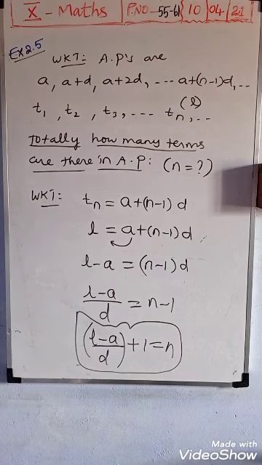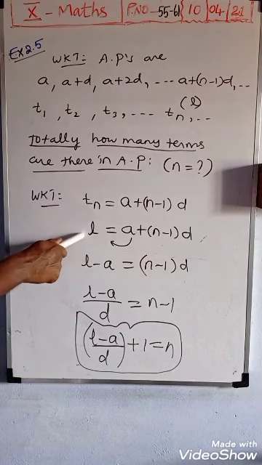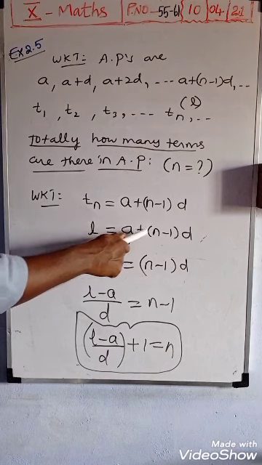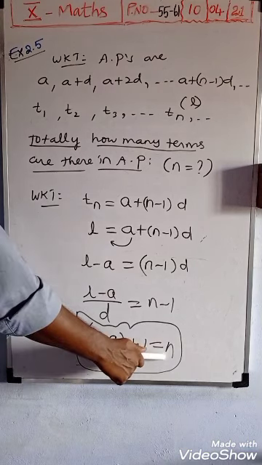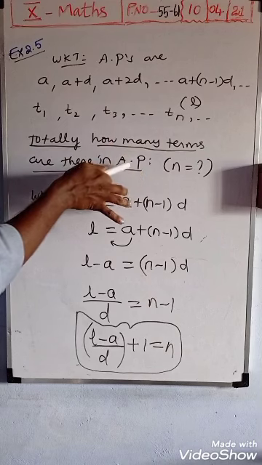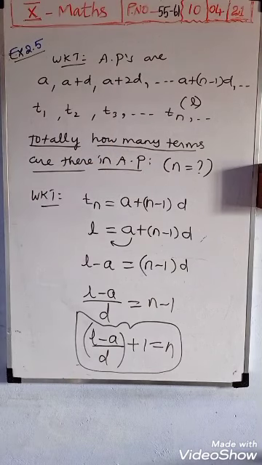So using the Tn formula, instead of Tn you use the last term L, simplify, and you will get the formula of N. Totally in an AP, how many terms are there, for N we can directly use this formula. So N is equal to (L minus A) divided by D plus 1. Using this formula easily we can find N. So memorize this formula. Using this formula I am going to solve the next problem.